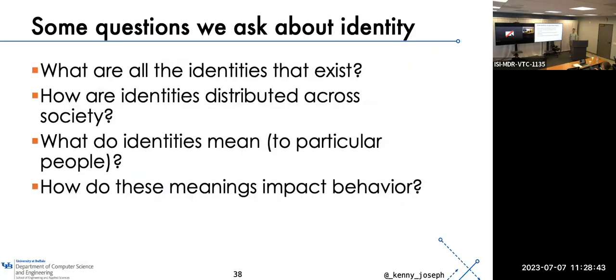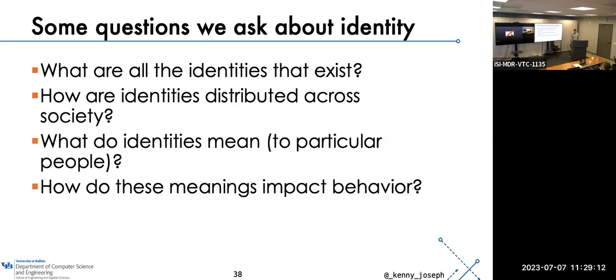These things are important because they shape behavior, right? So when I am up here enacting the identity of presenter, I'm behaving in a certain way. When I'm at home, I'm enacting a different way. And that's because I've taken on a particular identity, right? And so we can ask all sorts of interesting questions about these things. What are all of the identities that exist? How are they distributed across society, right? And how does that link to social inequality? What do identities mean? When I say father of two, what do you think of, right? And then in turn, how does that make you behave?